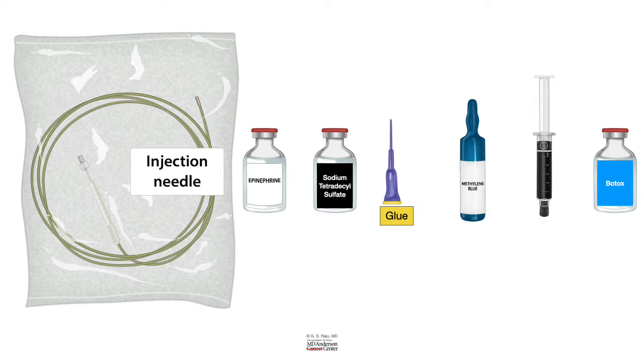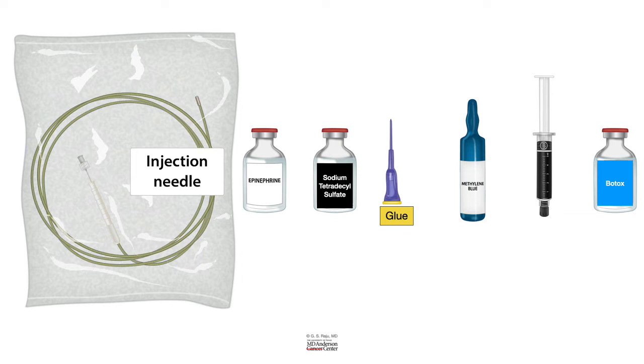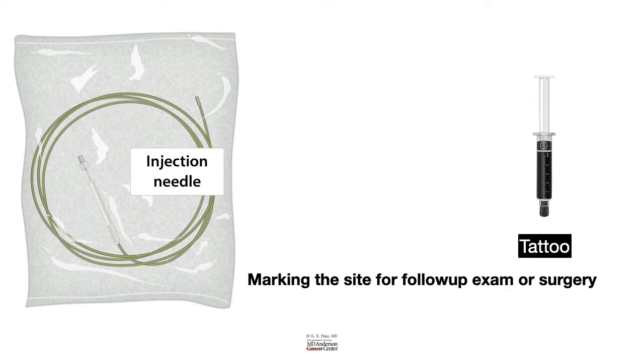Next, methylene blue or indigo carmine, and these stain the submucosa and are used for chromoendoscopy, that is staining the lining, and it's to find out about polyps, and it's also used in injection form to define the depth of the resection. We'll learn a little more later about it. Next, the tattoo, and it is used for marking the site for follow-up exam or for surgery. Say for example, if you find a polyp or a cancer and you want to either follow it up with an endoscopy later on, or you want to send a patient to surgery, putting a tattoo helps.